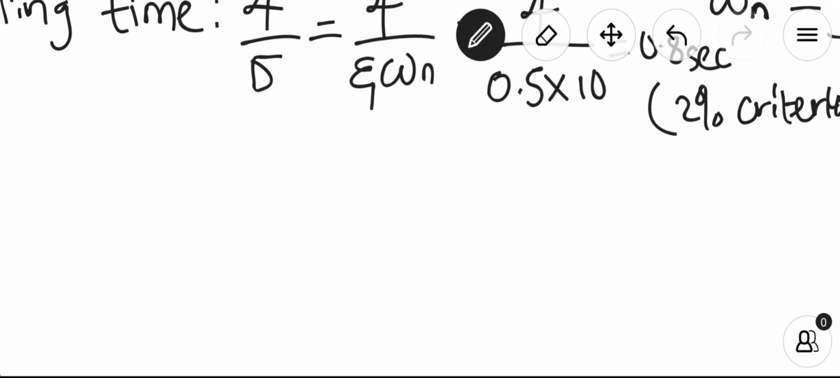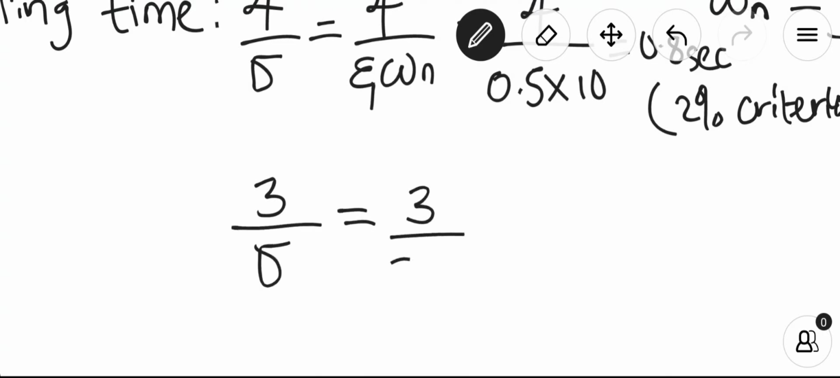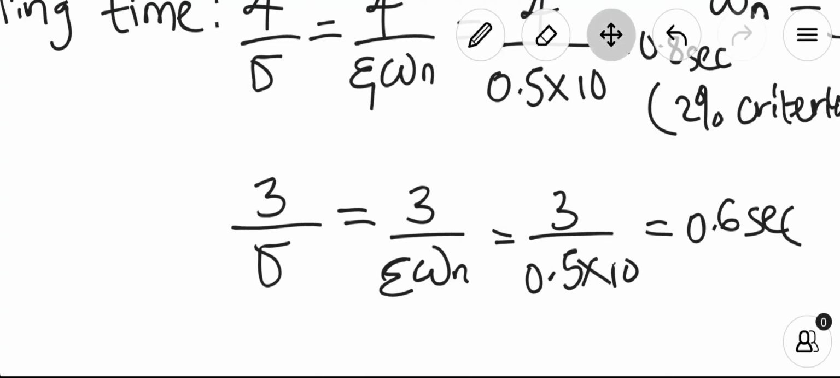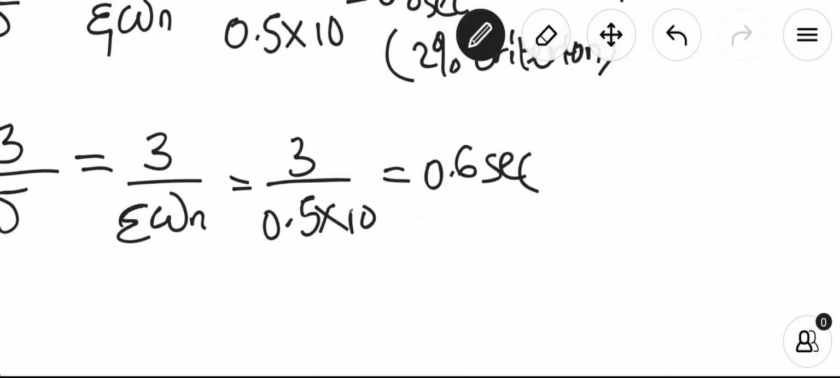For 5% criterion, you have this: it will be 3 over 0.5 times 10, which gives you 0.6 seconds, which is for 5% criterion.